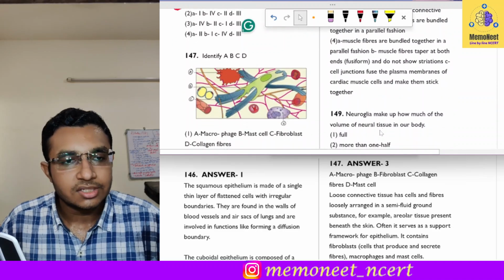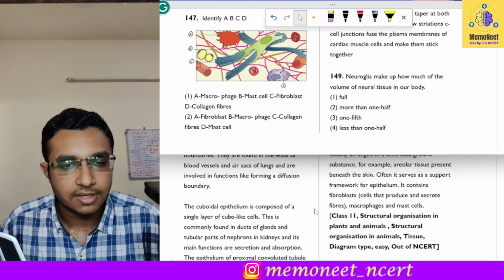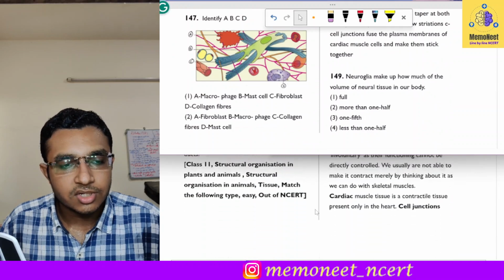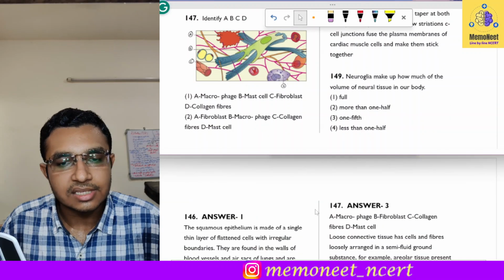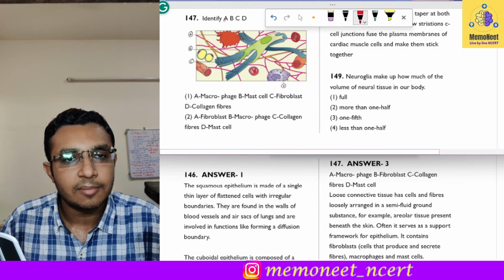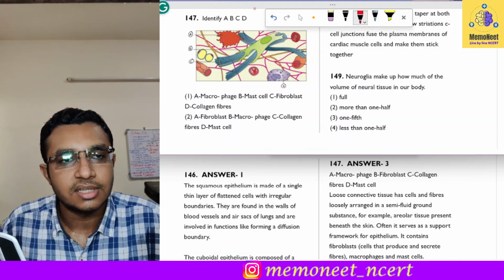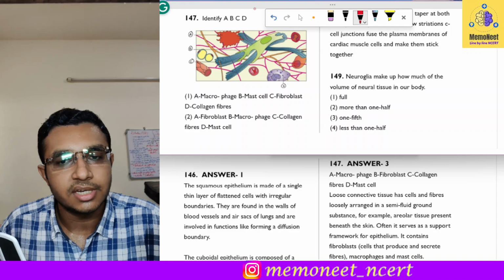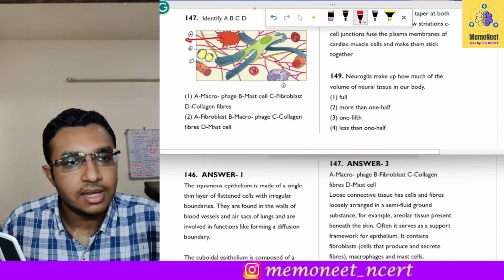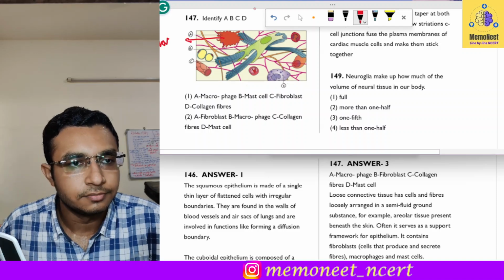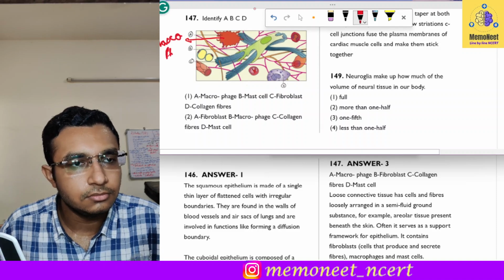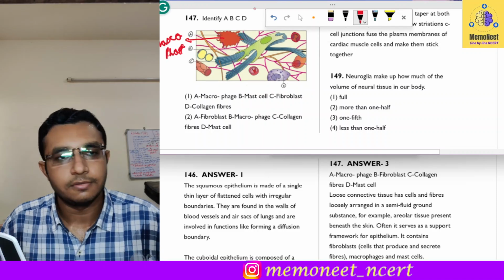Moving on to the next question, that is question number 147. In this question we have to identify A, B, C and D. Okay, so this is a diagram of the tissue and we have to identify the different cells. This cell, which you can see, which is labeled as A, this cell is the macrophage. And what is the function of macrophage?